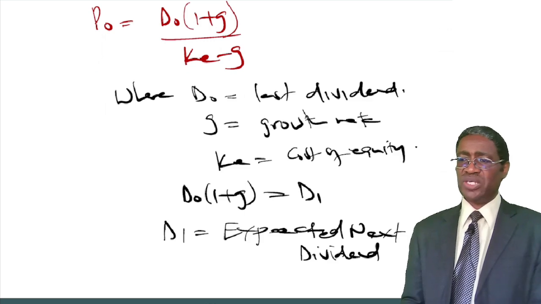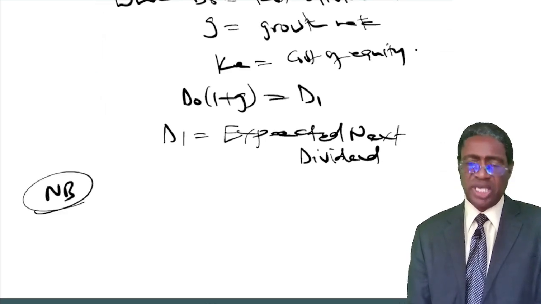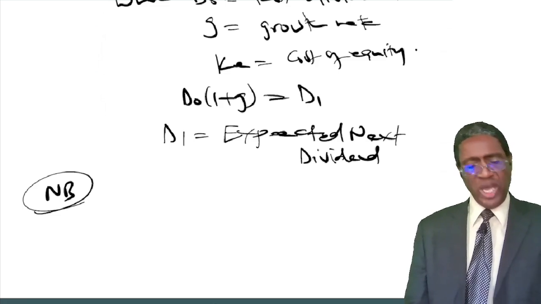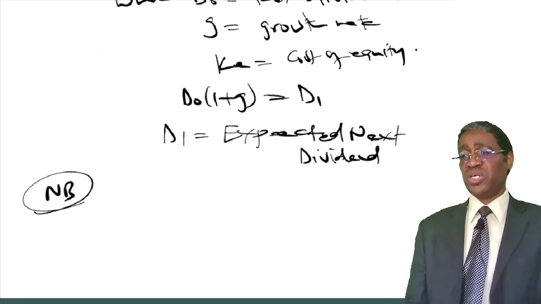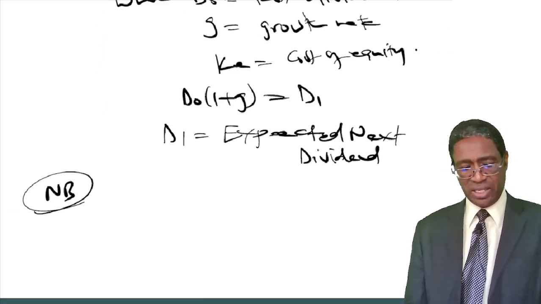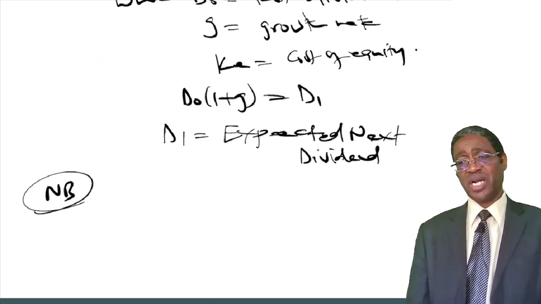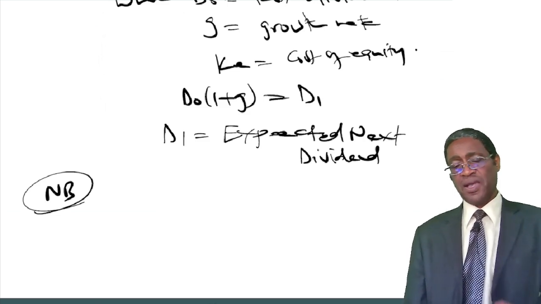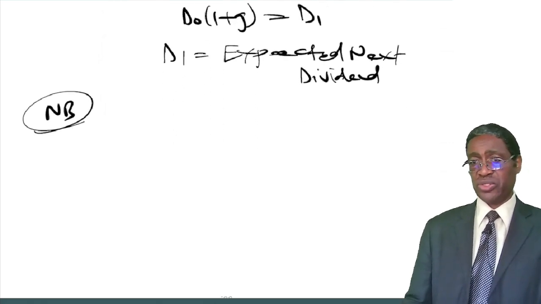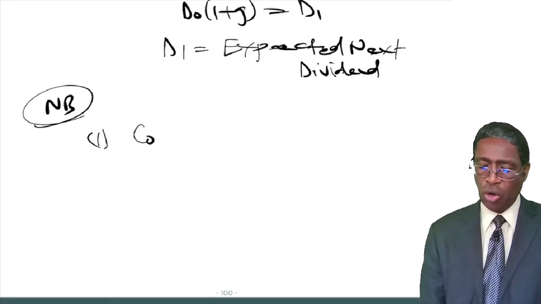Then below that, I want you to say this. Note: where the growth rate is not given, it can be calculated using either of the following methods. Number 1, compounding method.